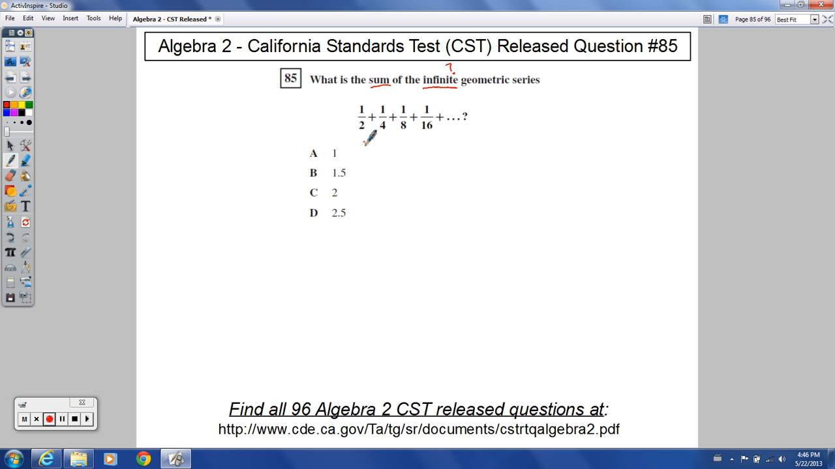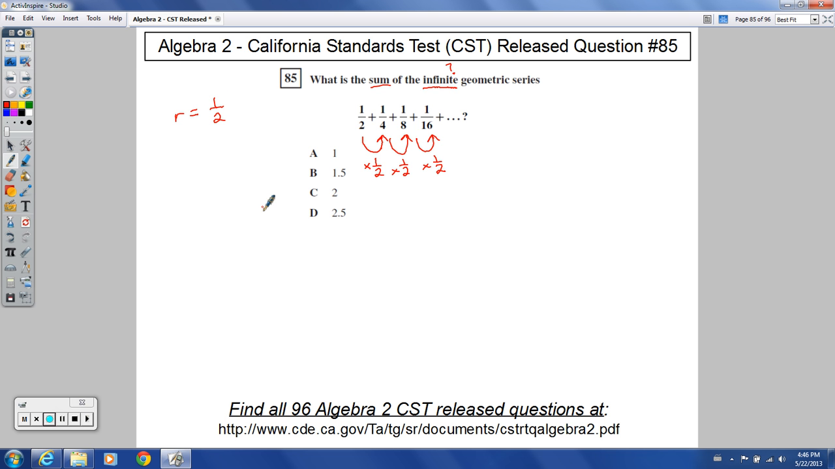As long as the ratio from one to the next is less than 1, the absolute value of that ratio is less than 1, this will work out. We can find the sum, or at least the number it approaches as you go on to infinity if you add all these together. So what are we doing here? We're multiplying by 1/2 each time, times 1/2, times 1/2, times 1/2. Keeps going. And so my ratio, my R value, is 1/2.